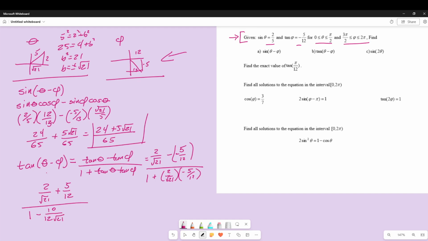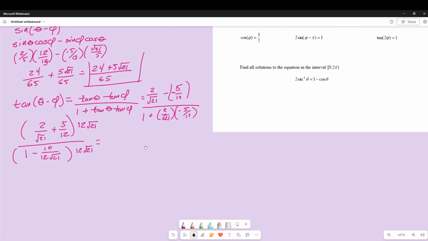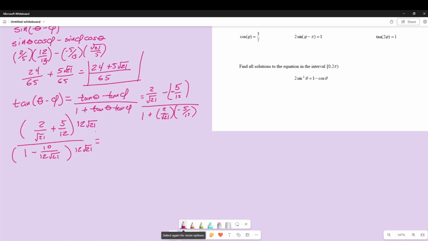But I don't like having all these fractions in my fractions, so I'm going to multiply top and bottom here by those denominators, so 12 times the square root of 21 and 12 times the square root of 21. You can simplify these in any way that you like. Just be careful with it. So when the 12 square root of 21 multiplies in this first term, the square root of 21's cancel, so the 2 times 12 is 24, plus when it multiplies into this second term, the 12's cancel, we're just left with 5 times the square root of 21, so no more denominators in the numerator, that's great.